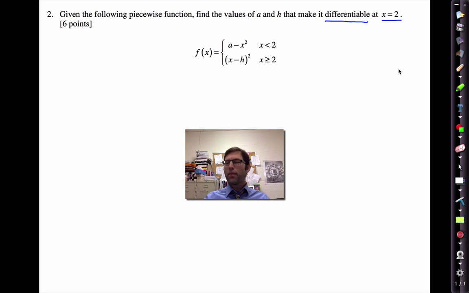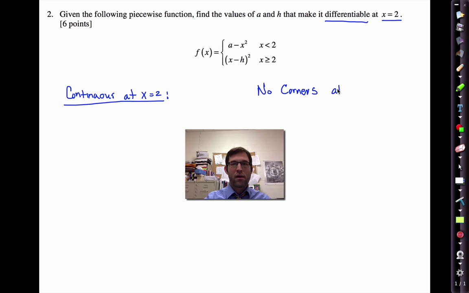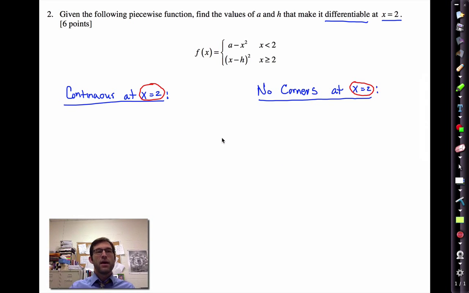Now remember, this is really all about two things. We have to make sure that it's continuous at x equals 2. And we have to make sure that there are no corners at x equals 2. Now I'm cutting no corners here. Do you notice what I just wrote down? This is really important. A lot of people are missing this fact, and I'm not sure how to get you to understand it other than really hammering it home right here, all right?